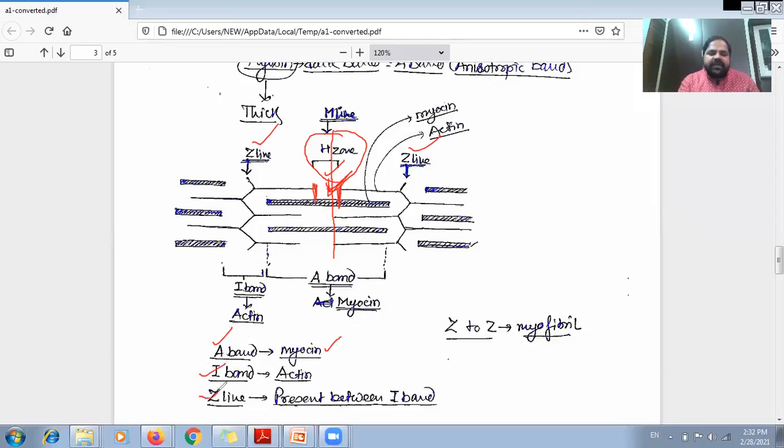Z line is present between I band. So you can see the I band, and in between the I band there is a zigzag structure. That's why it is called Z line. And from this zone, Z line to Z line, is representing one myofibril. So you can see this structure. From this zone to this zone is called myofibril.